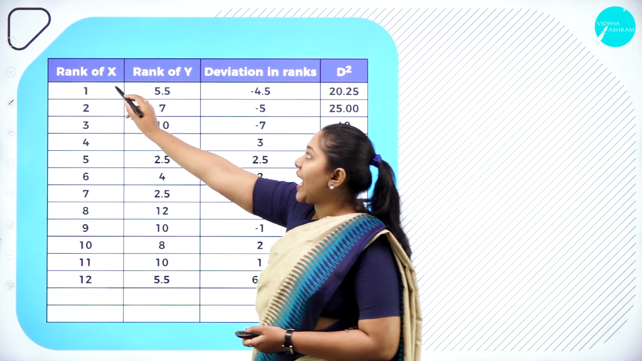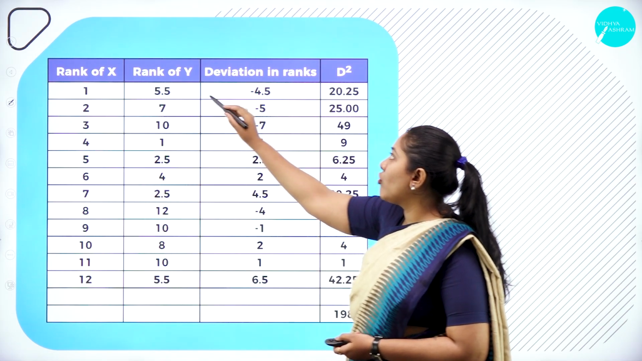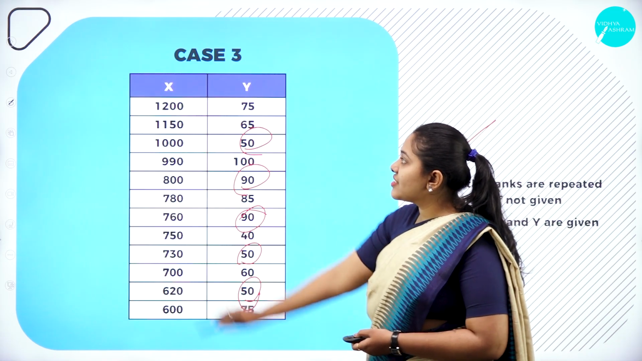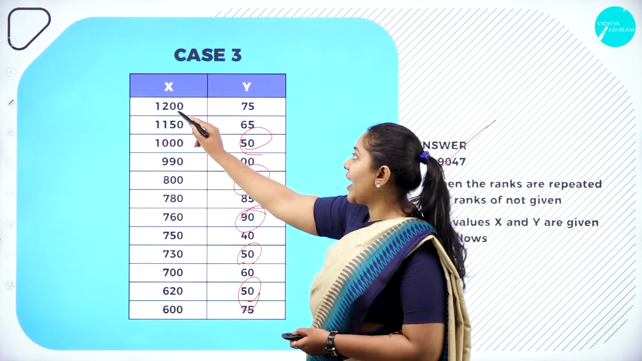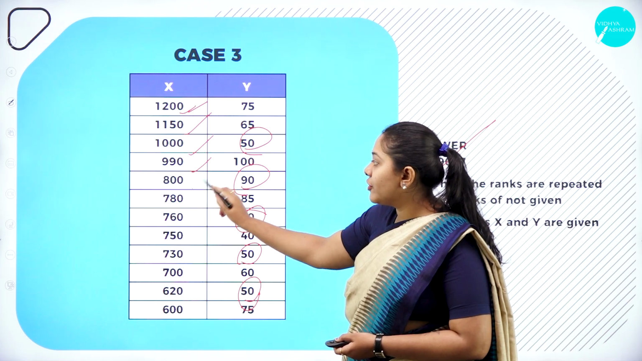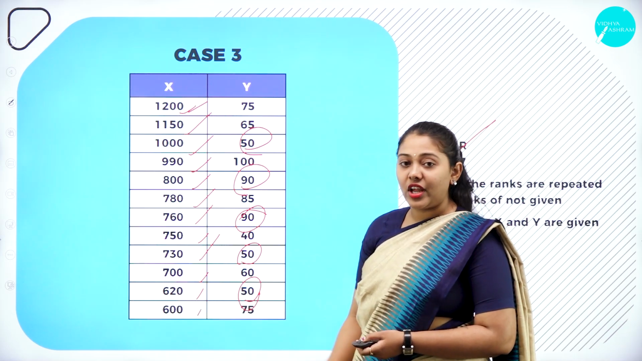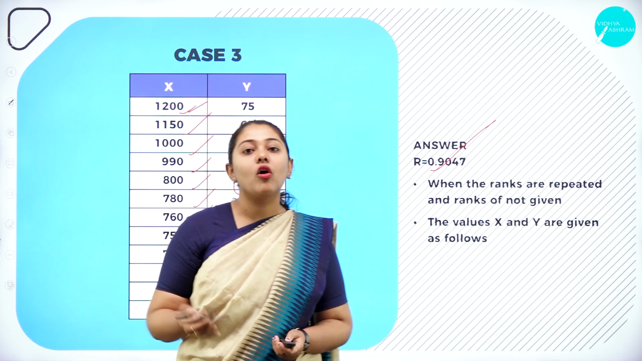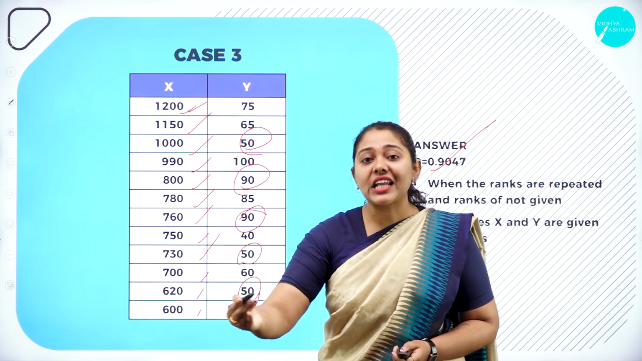So we are putting ranks of x. This is the format that we follow: rank of x, rank of y, deviation in ranks, and d square. So we are assigning ranks. Which is the highest number in the given set of data? It gets the first rank. Next is the second rank, third rank, fourth rank, fifth, sixth, seventh, eighth, ninth, 10th, 11th, 12th ranks, because the numbers are in decreasing order. They have given it already according to the rank only. No data is repetitive here, so directly we are assigning the rank.